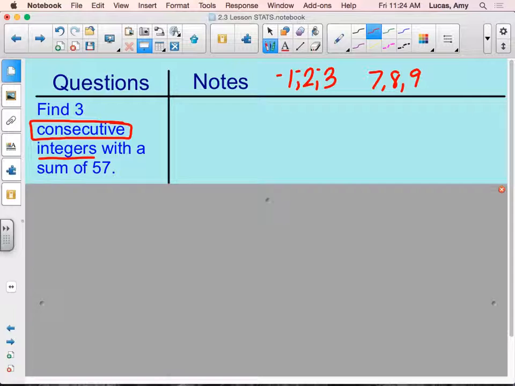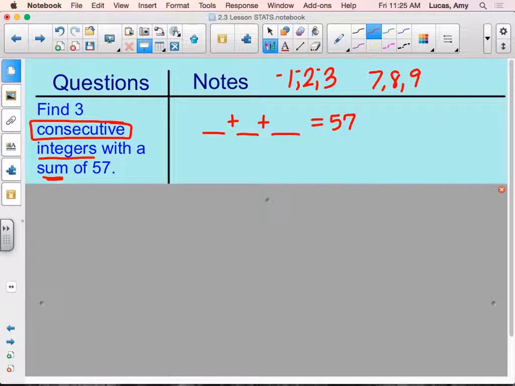They have to have a sum of 57, so it's not going to be 3 negative integers if they have to add up, because the word sum means add. So 3 consecutive, so right in a row, 3 consecutive integers that have a sum of 57. So you might just guess and check. You might use a calculator. Your method doesn't really matter.